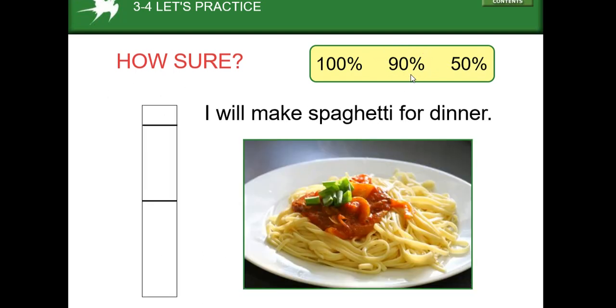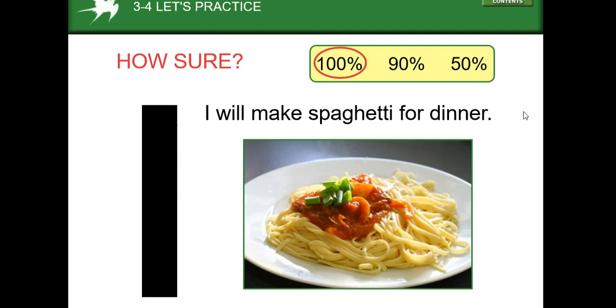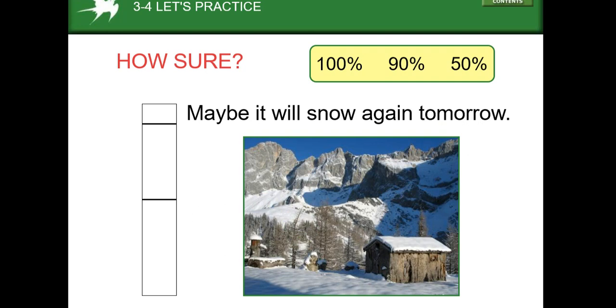Next example. I will make spaghetti for dinner. This is 100%, 90%, or 50%. It is 100%. Next example. Maybe it will snow again tomorrow. It is 50% because we are using the word maybe.